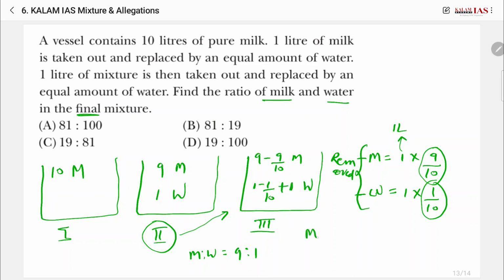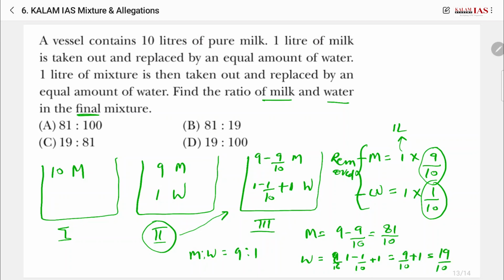So milk value will be 9 minus 9 by 10, which is equal to 81 by 10. Water will be 1 minus 1 by 10, which is 9 by 10. Once again, 1 minus 1 by 10 plus 1. This will be 9 by 10 plus 1, which is equal to 19 by 10.